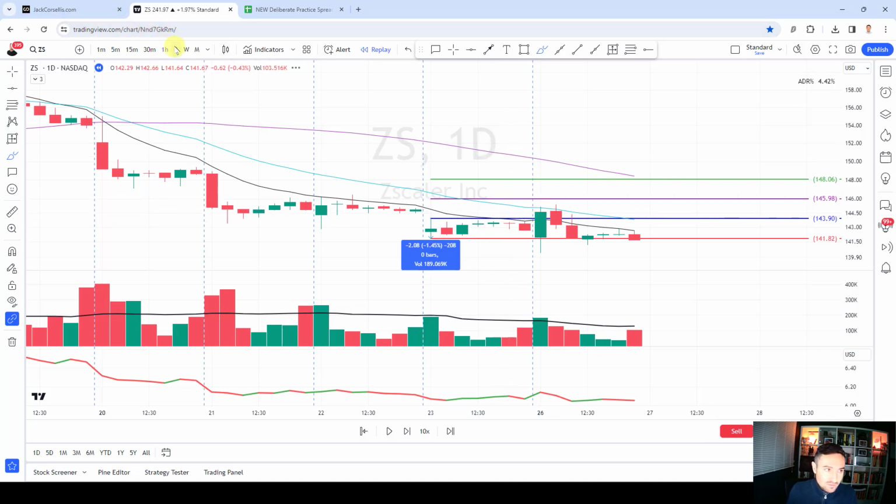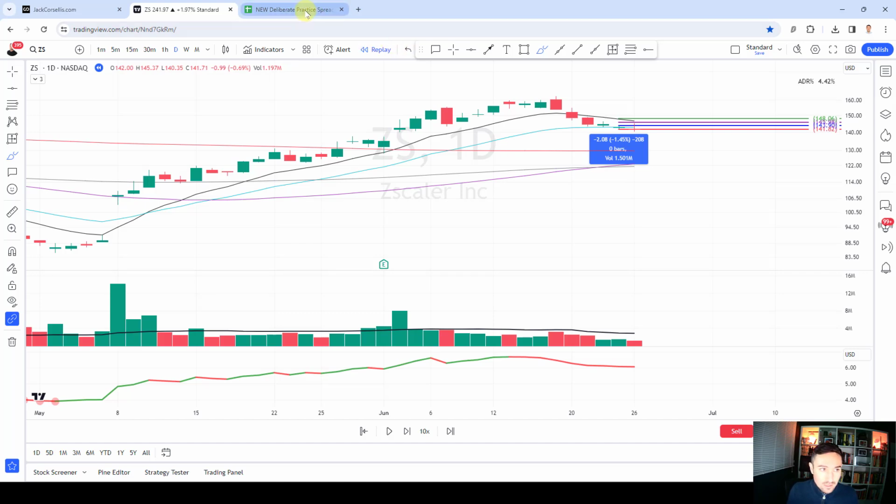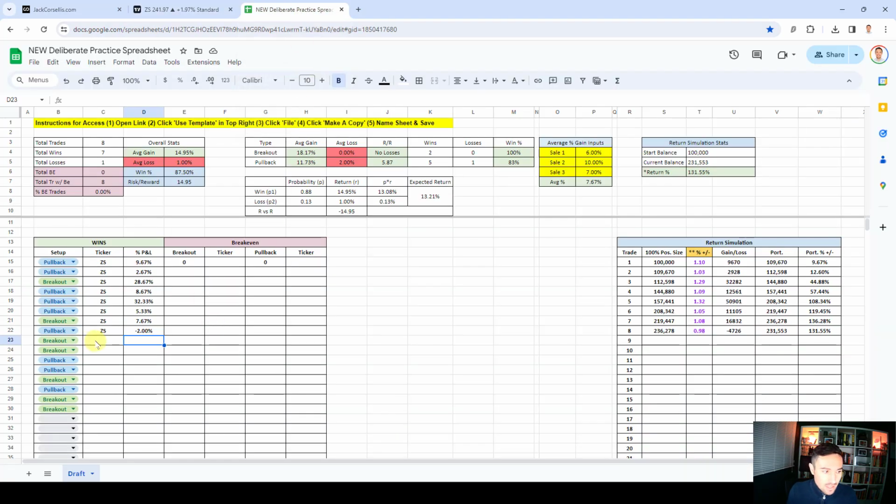However, I'm going to be tough on myself and I want to get the average loss working as well. So I'm just going to put in here, I'm going to say breakout for Zscaler -2%, because then the average loss will show as -2. It was irritating me a little bit, okay? But there we go. Anyway, so what have we got so far? We got an average gain of 14.995%, an average loss of 2%, win rate of 77%, risk versus reward of nearly 7.5. I'm pretty darn pleased with that, right?